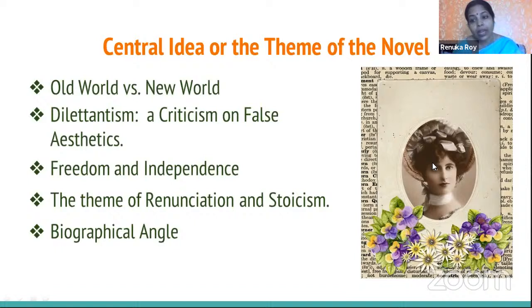Now, Isabel Archer also exhibits the ideals of renunciation, foregoing things, and stoicism. She is also unattached to things. She never enjoys the money that she receives for herself. She wants to use that money for the realization of the ideals and dreams of her husband, Gilbert Osmond. In the end of the novel, she also rejects the prospect of a new life that Caspar Goodwood offers her.